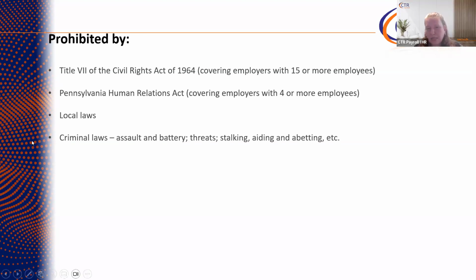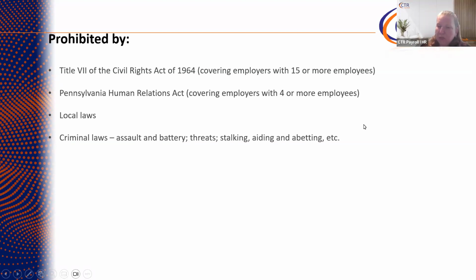So Title VII, are you covered by it? This covers sexual harassment. It covers a whole host of discrimination and harassment situations. You're covered by it if you have 15 or more employees. Now, some of you are probably sitting there saying, oh, great, I'm too tiny. It finally pays off to be small. I only have 10 employees.